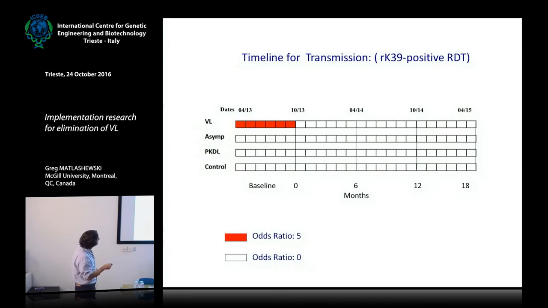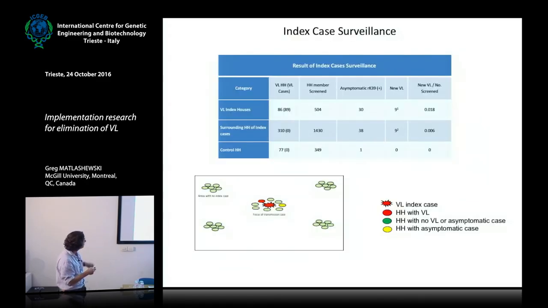So based on this, we're starting now to focus just on this red area, the VL houses. As soon as somebody gets VL, we go in and see what we can find in those houses. So we're now starting to narrow. We're not studying here anymore. We're moving in here to look at transmission that's occurring in these VL houses. And that's also quite interesting, what we found. If you take a VL index house, we have 89 VL cases, and we're screening family members in the VL houses. And then we screen again in 6 months' time, and we're seeing what's happening in these houses.